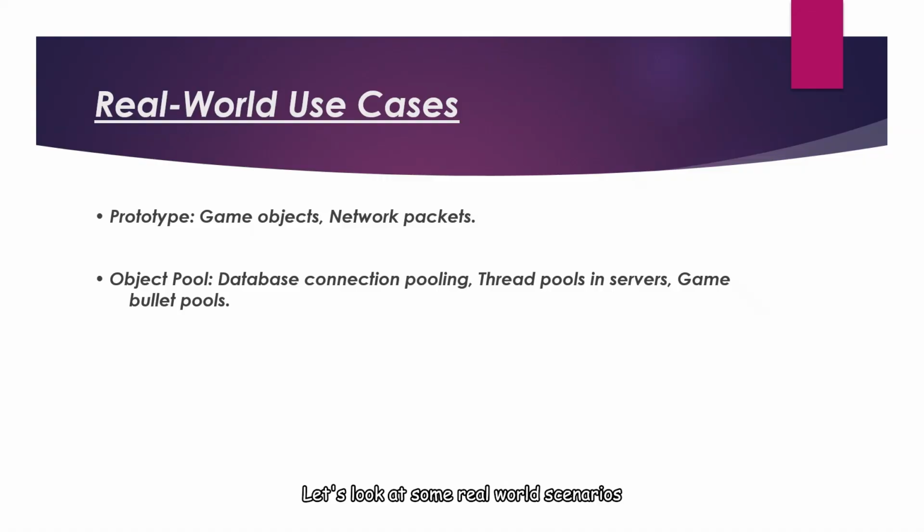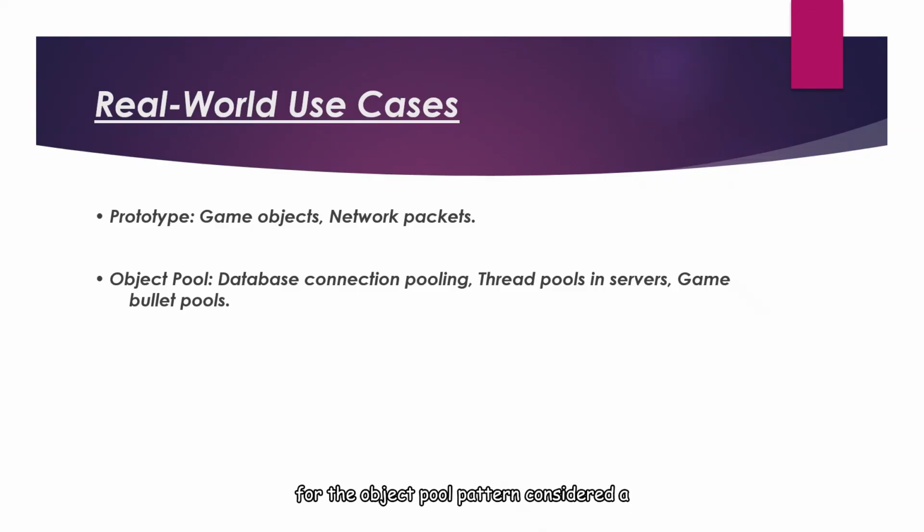Let's look at some real-world scenarios where these patterns are used. For the prototype pattern, game development is a classic example. Imagine a strategy game with different units like soldiers, tanks, and airplanes. Each unit has similar properties, but their individual attributes differ slightly. Instead of creating new objects from scratch for each unit, we can clone an existing one and modify the specific attributes. This saves a lot of processing time and memory.